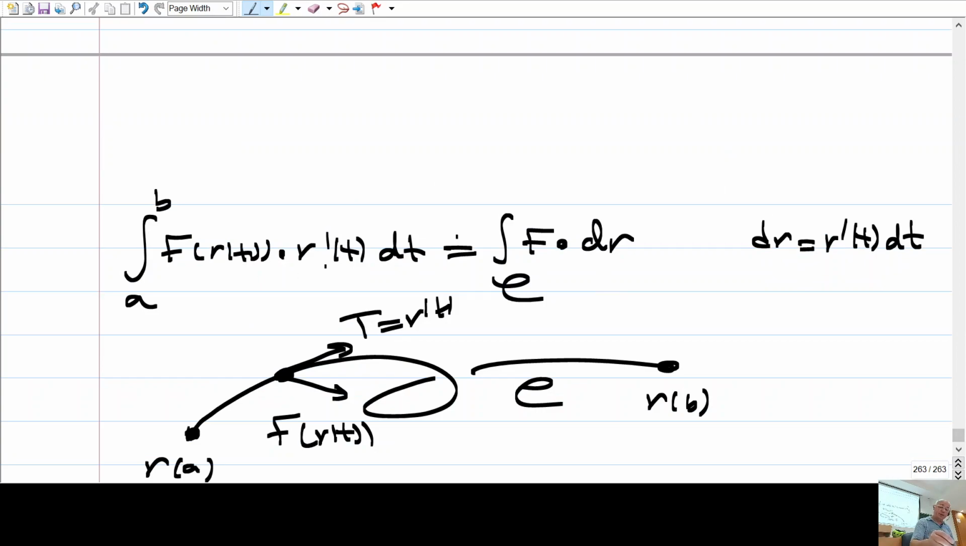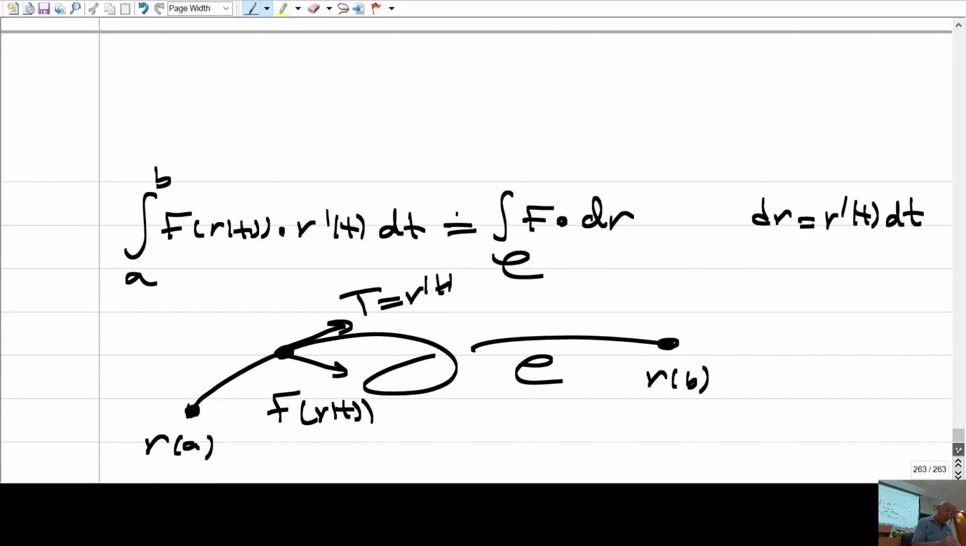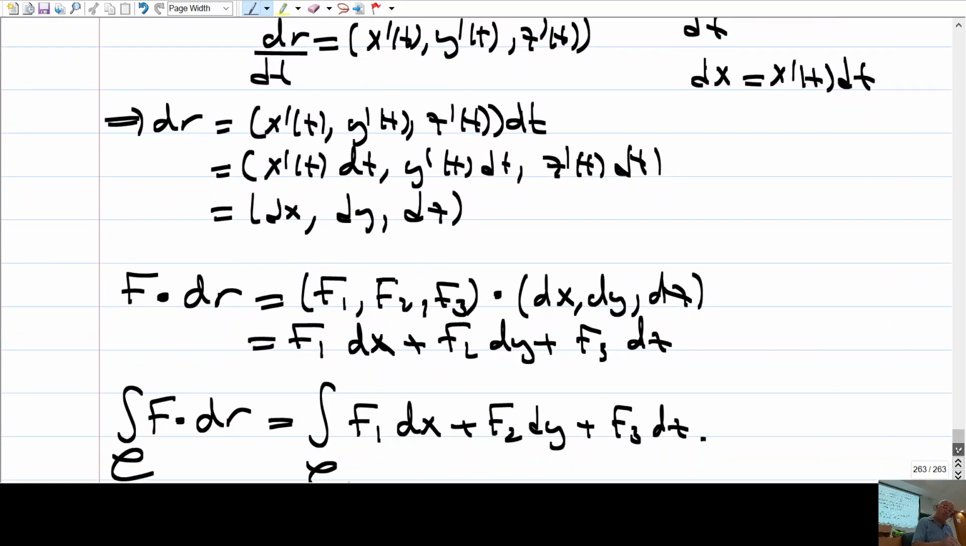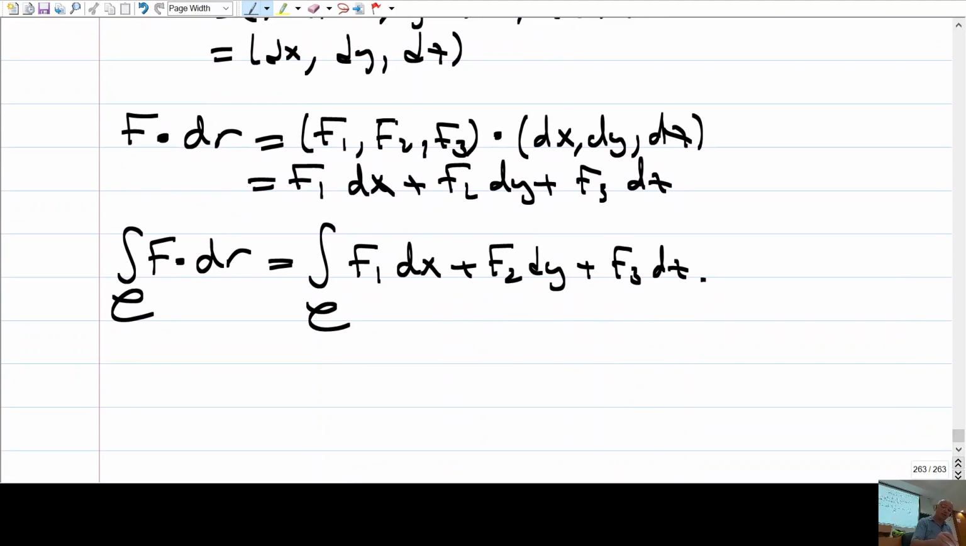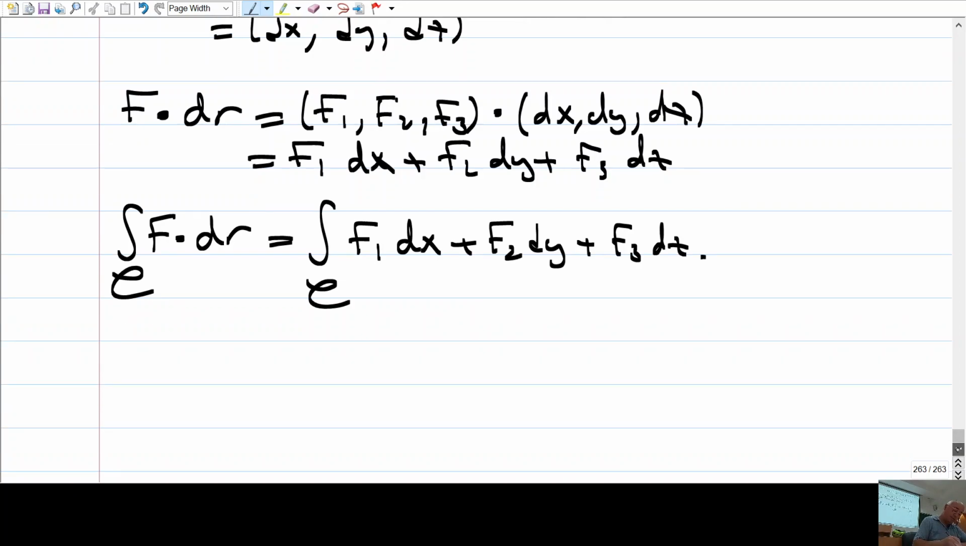How will we integrate? I mean, this gadget is just this, okay? You just take this dot product with F, and then you integrate with respect to dt. But this integral can be given like this, or sometimes it is given like this, okay? So they mean the same thing. Now let's see some examples.